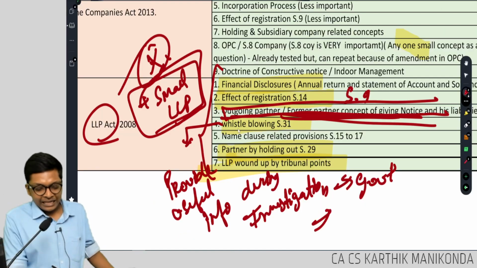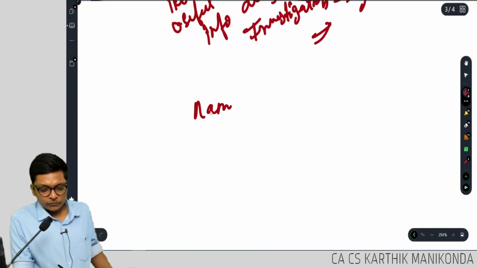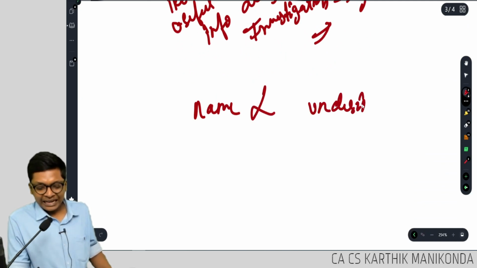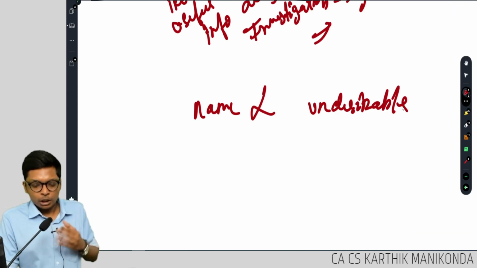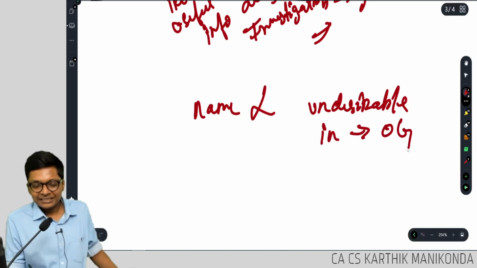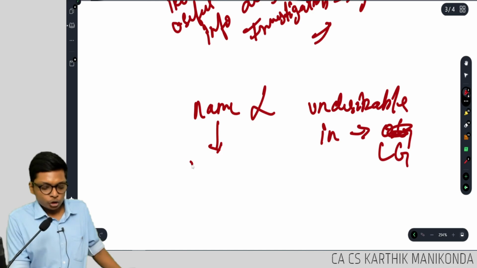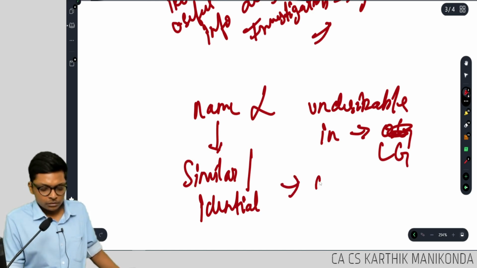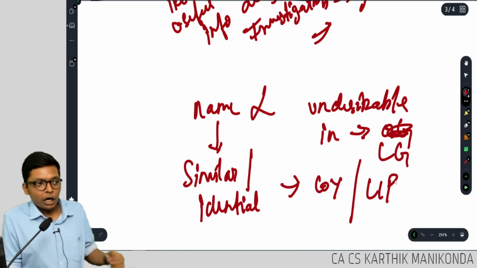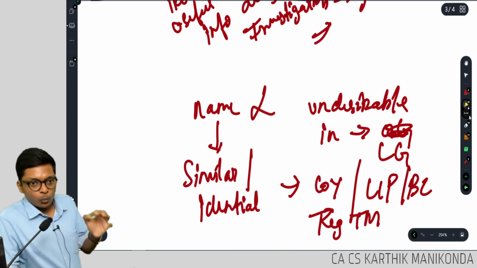Next one, last one, name clause related provisions. What is the name clause for LLP? The name should not be undesirable. Here another amendment, guys. Very important amendment in LLP. The name of LLP should not be undesirable in the opinion of central government, and the name should not be similar or identical to any other company or LLP or body corporate. And it should not be identical to any other registered trademark.